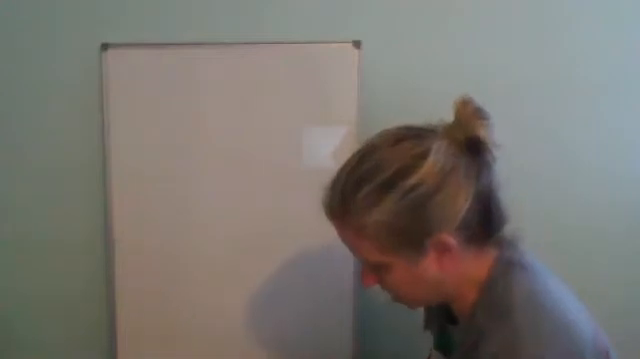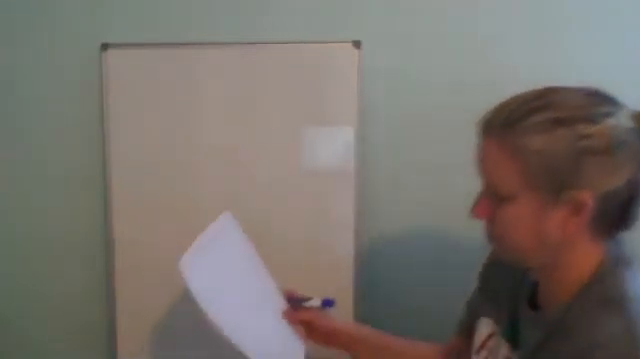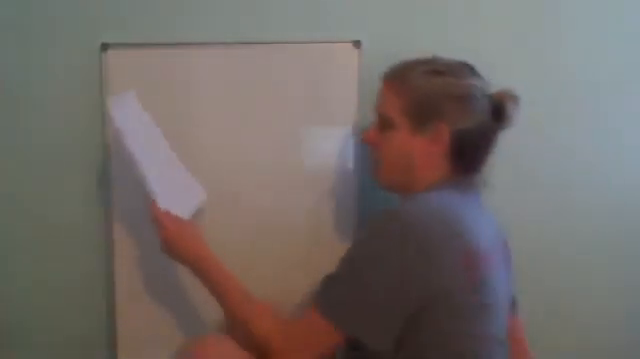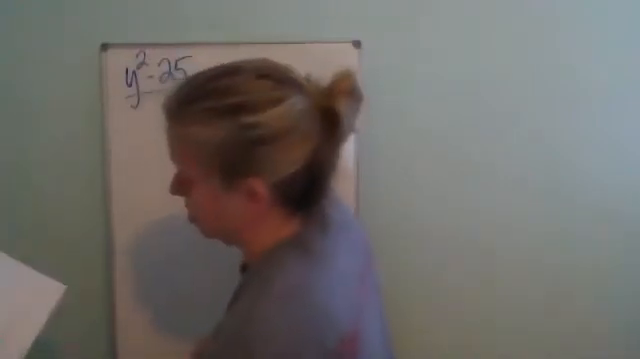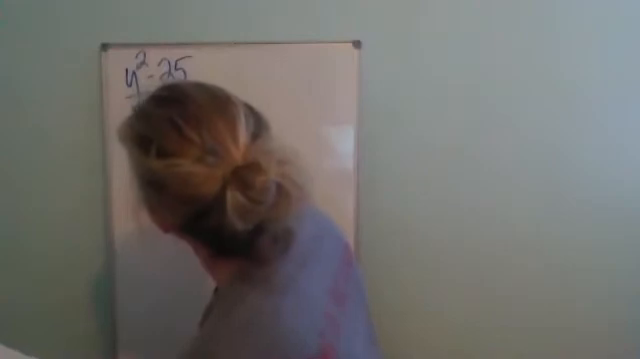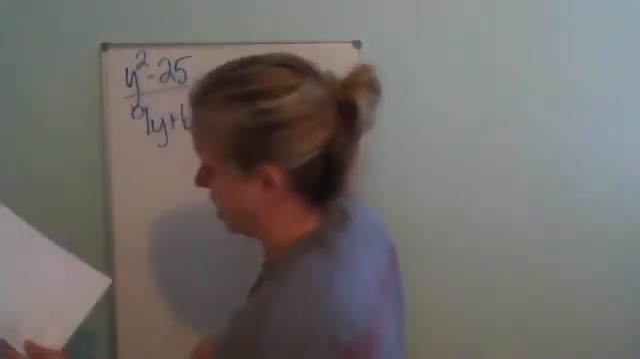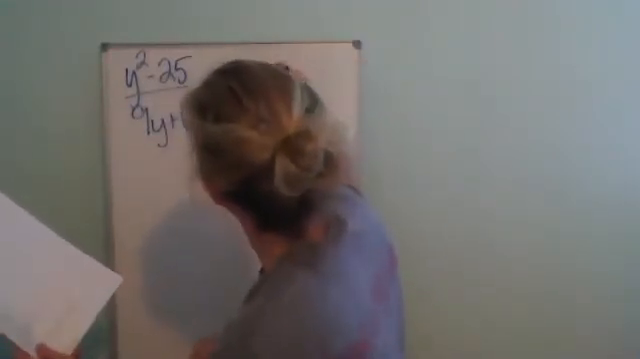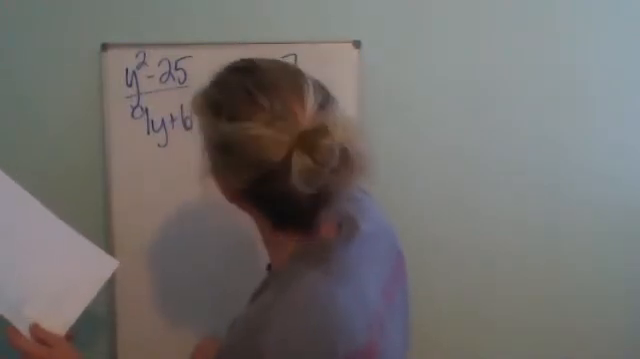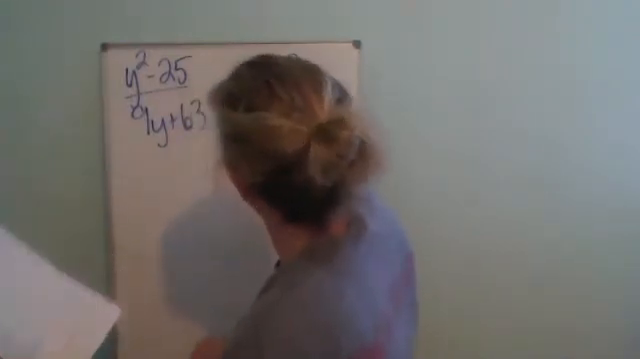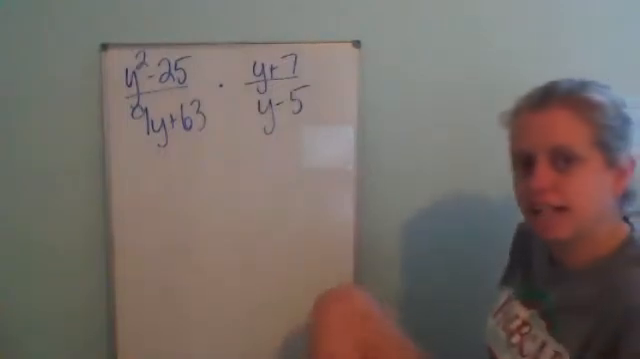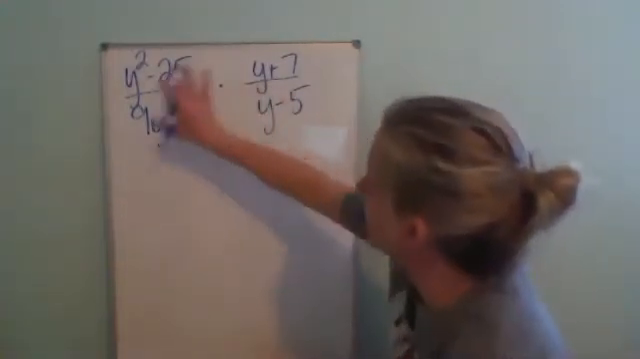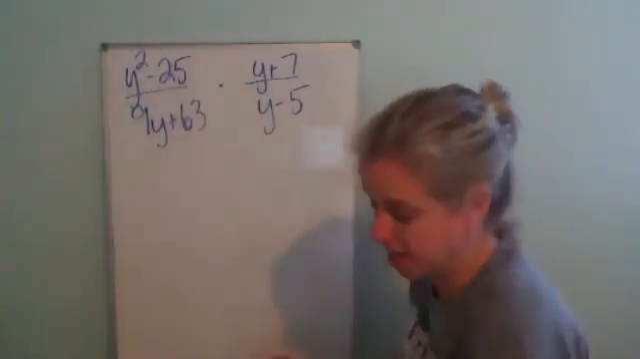All right, number 6. Another multiply. You've got y squared minus 25 over 9y plus 63 times y plus 7 over y minus 5. So again, just like the last one, I'm going to go everywhere I can and do any kind of factoring that I can.